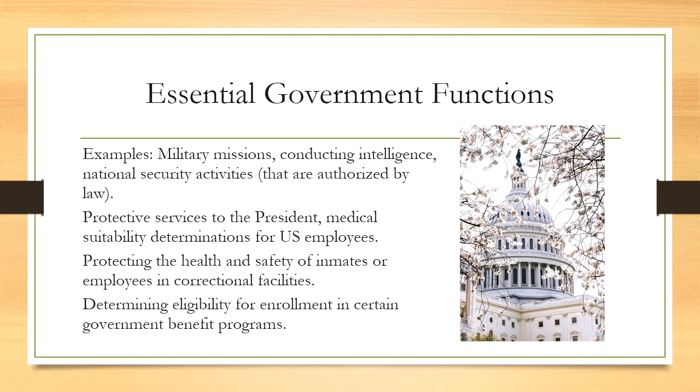An authorization is also not required to use or disclose PHI for certain essential government functions. Such functions include things like assuring proper execution of a military mission, conducting intelligence and national security activities that are authorized by law, providing protective services to the President, making medical suitability determinations for U.S. State Department employees, protecting the health and safety of inmates or employees in a correctional institution, and/or determining eligibility for or conducting enrollment in certain government benefit programs.